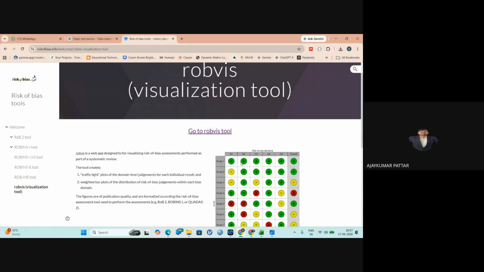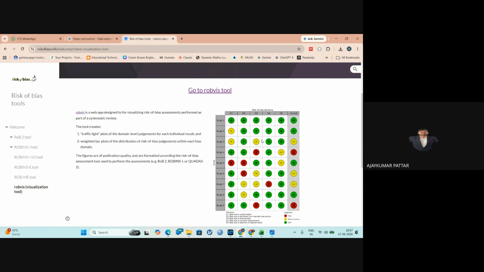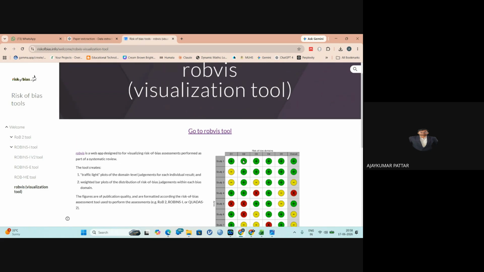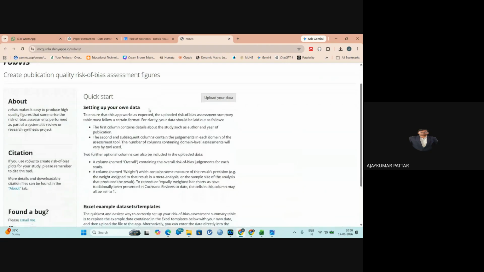So this kind of visualization you are seeing in many research papers. So, risk of bias domains. It will be created by software, that is Cochrane Review Manager, but that is the paid one. But here we can do it freely with a simple thing. So here you click and go to the robvis visualization tool.